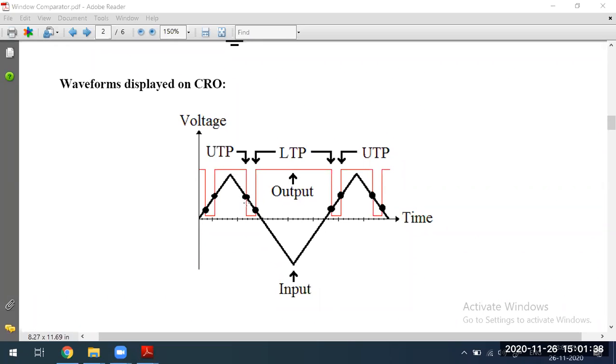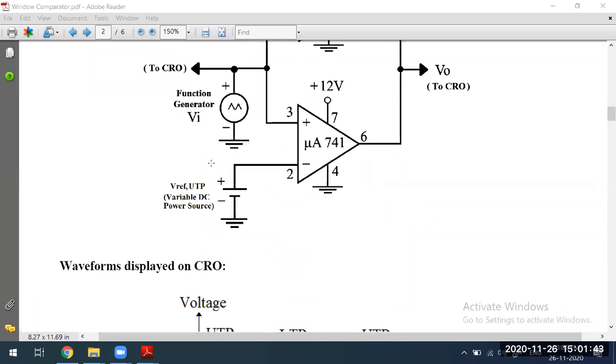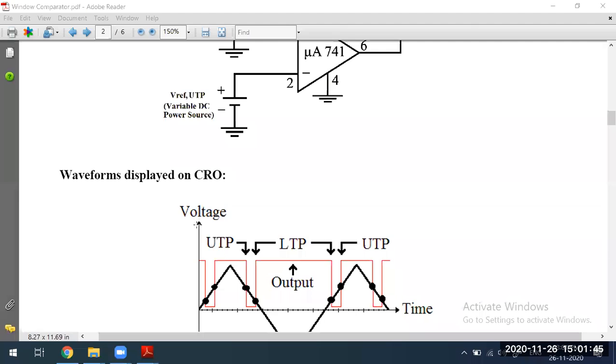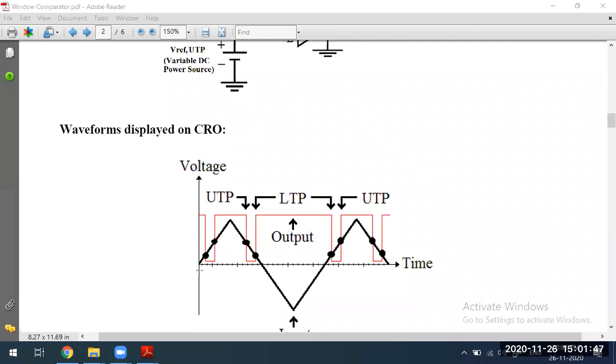How has it been generated? You have selected in the function generator what type of input you are going to give. You are going to give a triangular waveform. You can give a sine waveform or any other waveform. The waveform I have selected is a triangular waveform. That is why the input voltage looks like this.